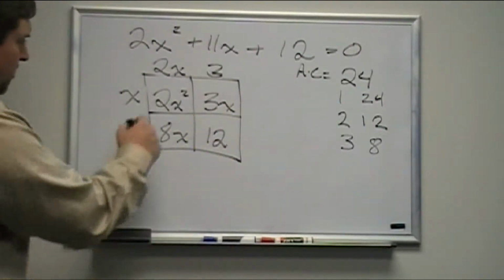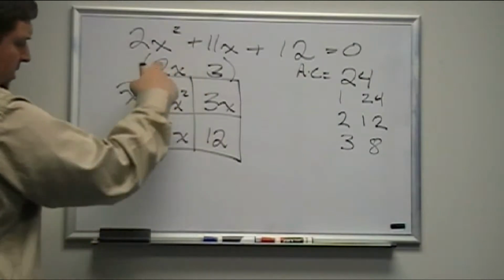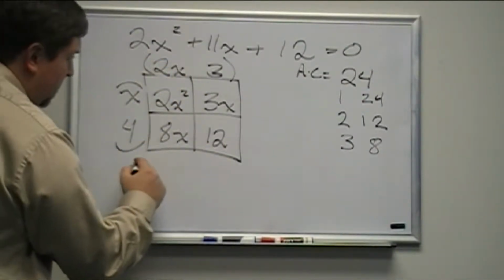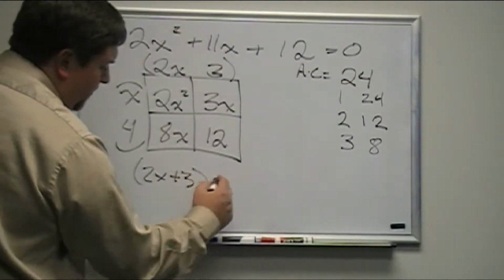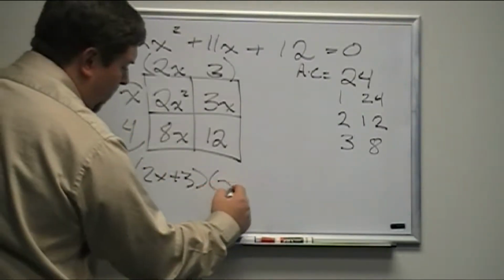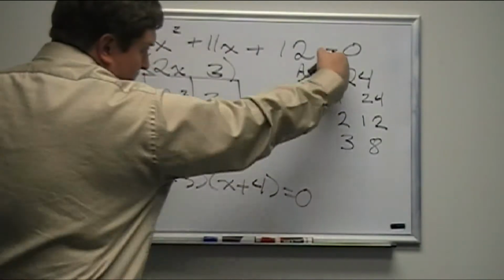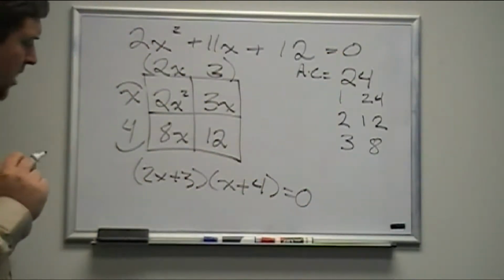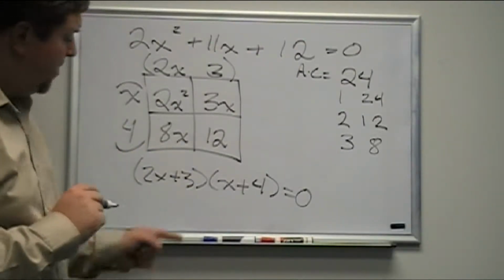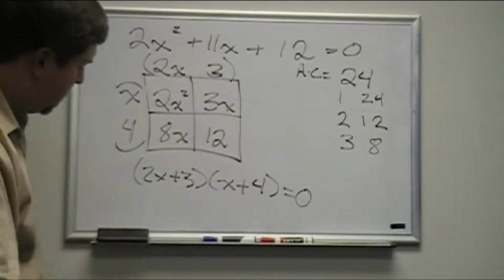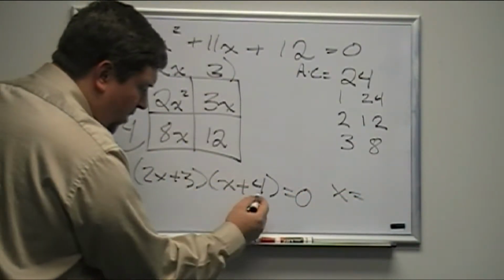Our two answers are here and here. All these numbers are positive, so this is 2x plus 3 times x plus 4 is all equal to 0. Now, I could FOIL this out to check my answer, get us right back to there, but let's go ahead and find our answers. Here we know x is going to be a negative 4 because of this.